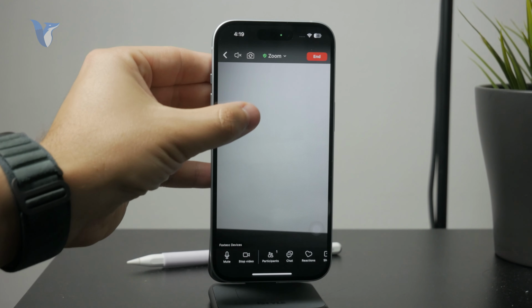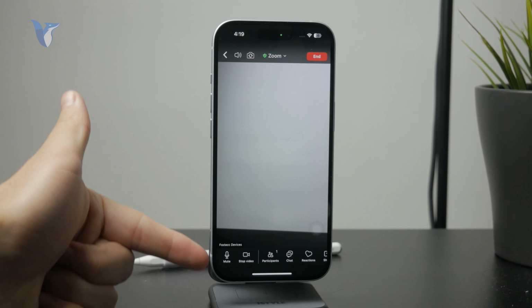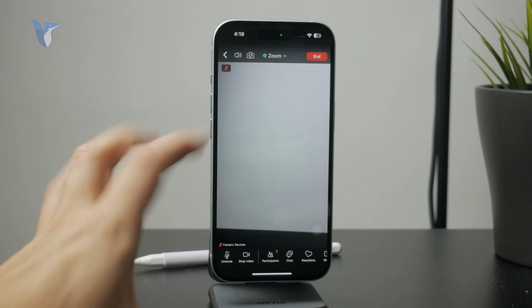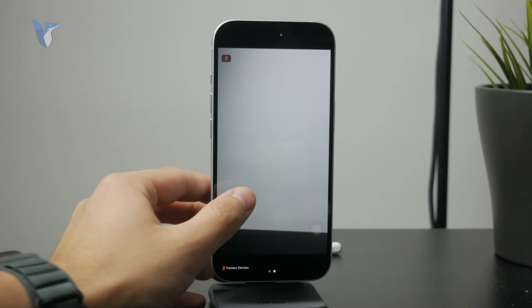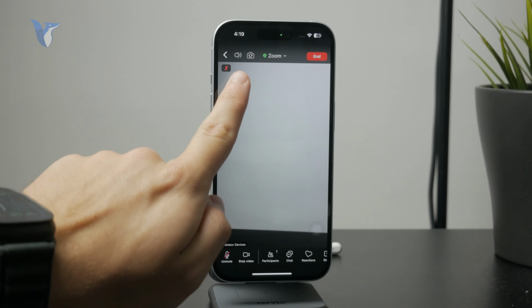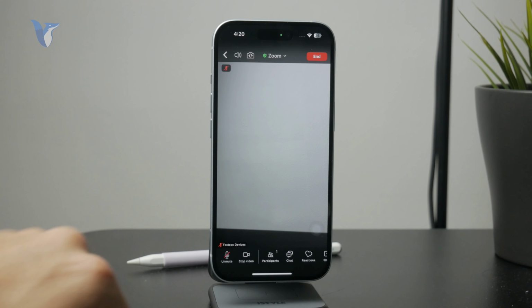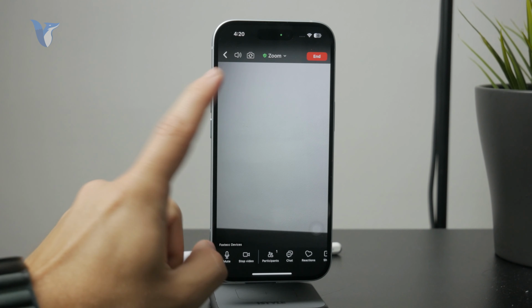So the one at the bottom with the microphone is going to mute your personal speech, right? So it's going to disable the microphone. You can speak, but the other people will not hear that. Whereas the one at the top is going to mute the sound of the other people, right? So your microphone is still active, but you are not hearing the other people, right?